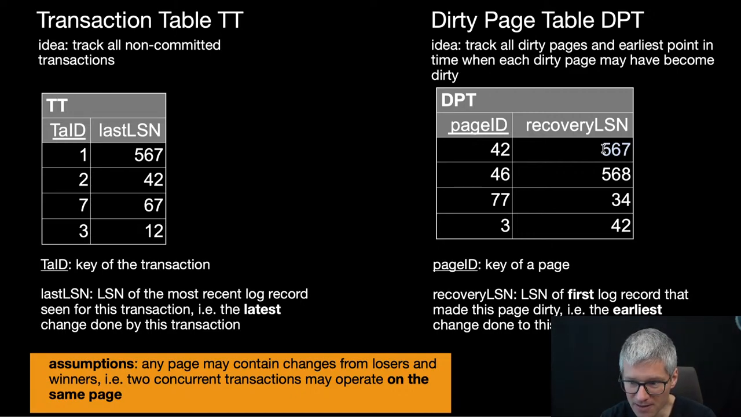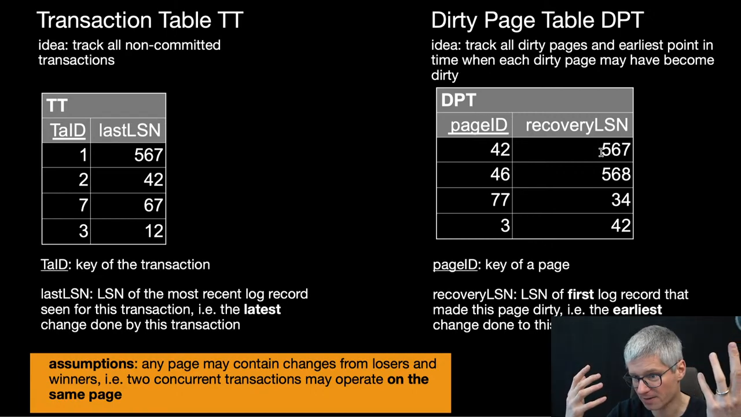The important contract here is that if further changes are applied to that page, you will never change that recovery LSN, because the only thing we need to know is the first change that let that page become dirty. So those are the two structures we will need in the following and use heavily. Maybe just a side note: if you write the dirty pages out to disk again, you will remove them from the dirty page table, of course.